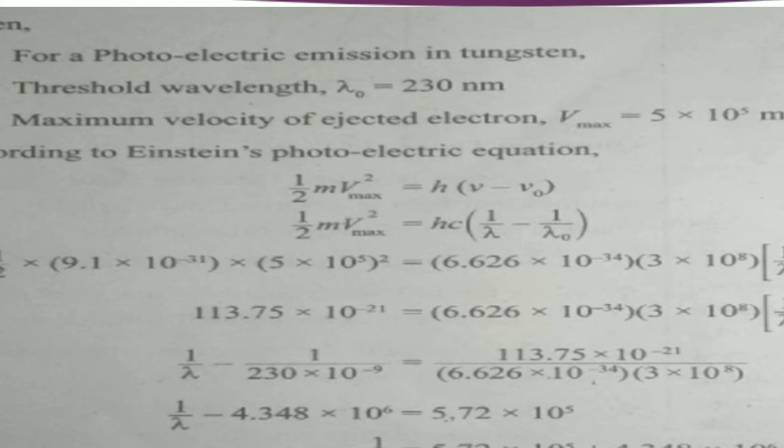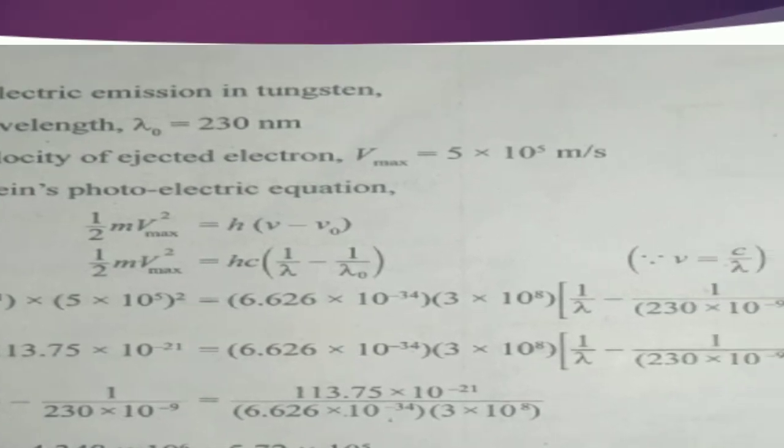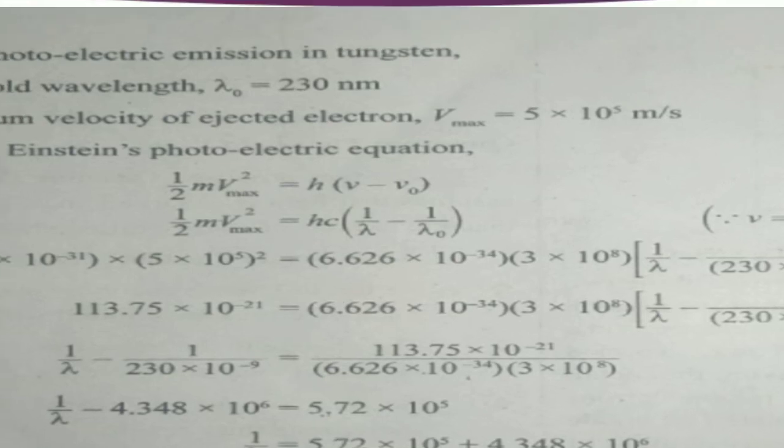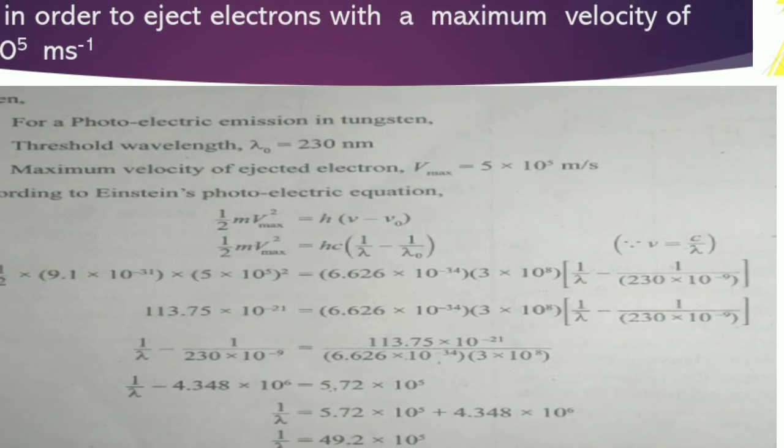Then half m v max square is equal to h into c into 1 by lambda minus 1 by lambda naught. Why? Nu is equal to c by lambda, where c is the speed of light and lambda is the wavelength. So we are converting nu into c by lambda in the second step: hc into 1 by lambda minus 1 by lambda naught. We are substituting our values.